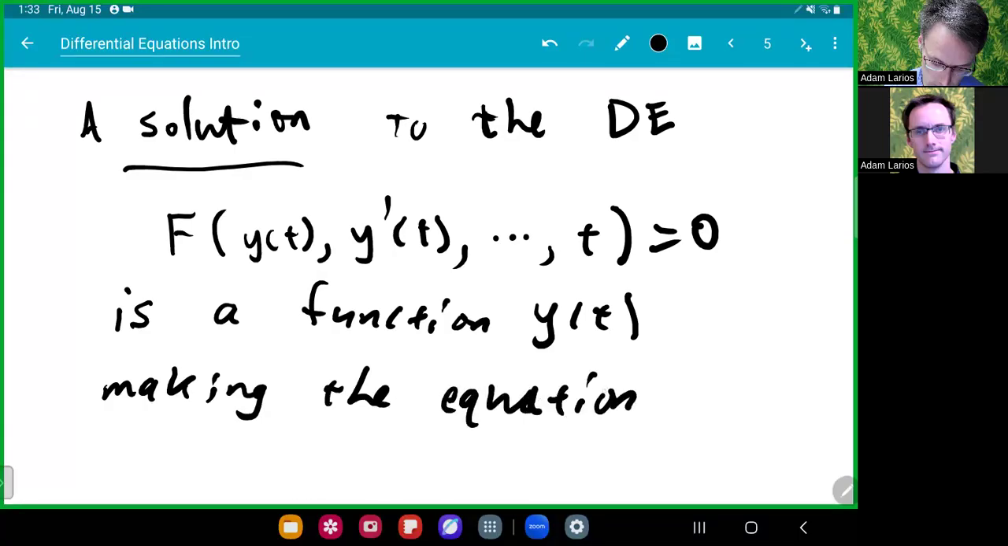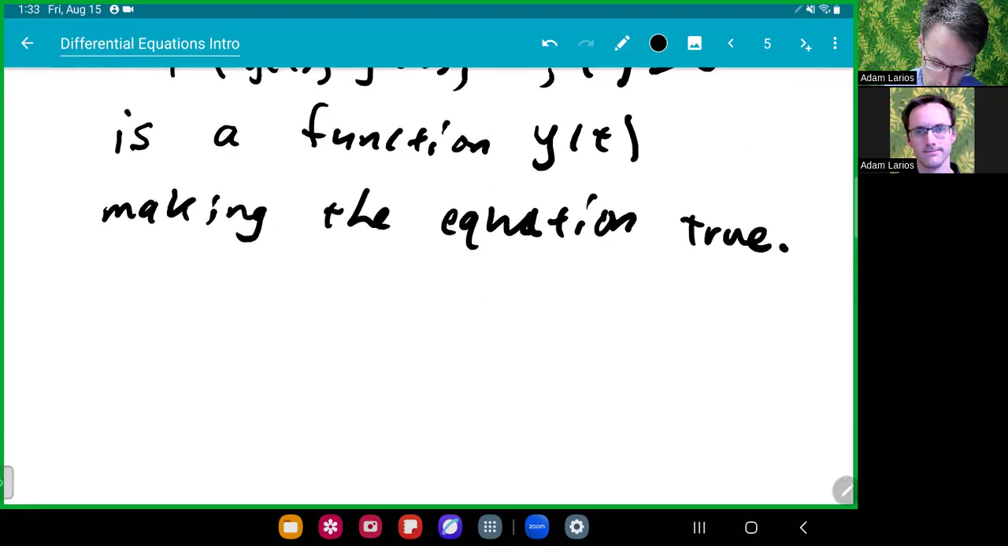Like I said, this is deceptively simple. This seems almost like we're saying nothing here. The solution is just something where we plug it into the equation and it satisfies the equation. But let's take a look at an example of where this might not be immediately obvious.